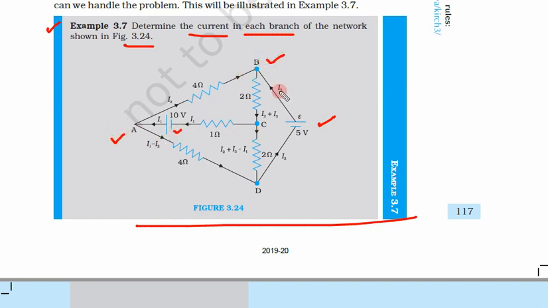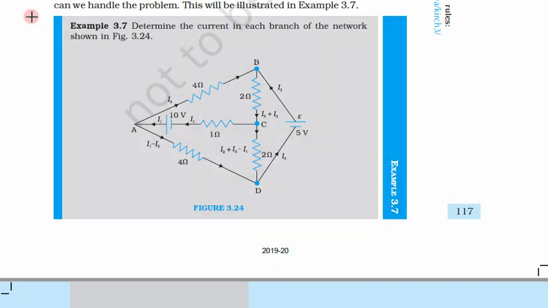A, B, C, D, and this point is not epsilon, this point is E. This is wrongly mentioned, this point is E. So A, B, C, D, E. So 5 points are there. Now let us see the batteries. This 5 volt and 10 volt, and the resistances are 4 ohm, 1 ohm, 4 ohm, 2 ohm and 2 ohm. So these are 5 resistances, 4, 4, 1, 2 and 2 ohms, and the batteries are 5 volt and 10 volt. Now let us solve this circuit using Kirchhoff's laws.